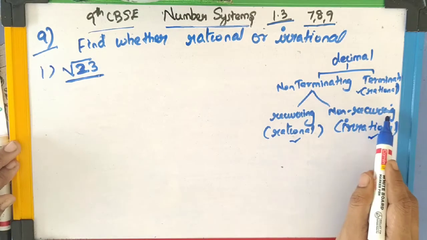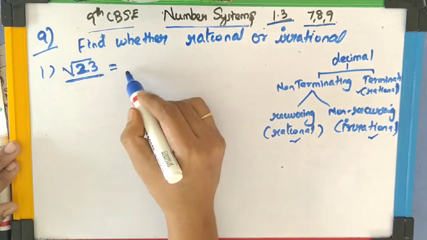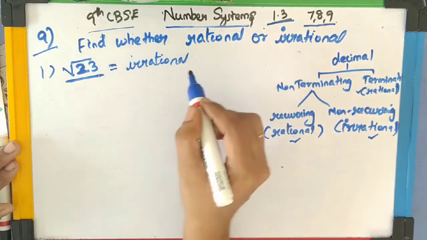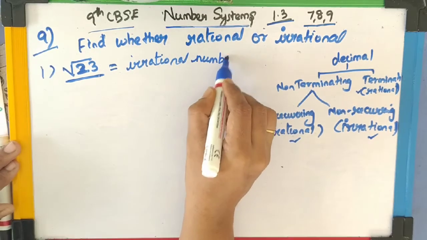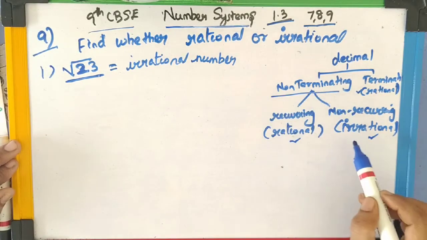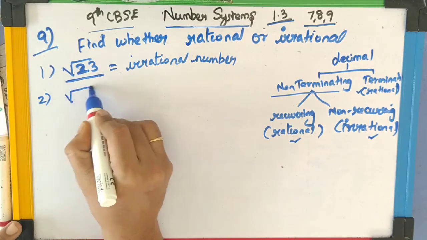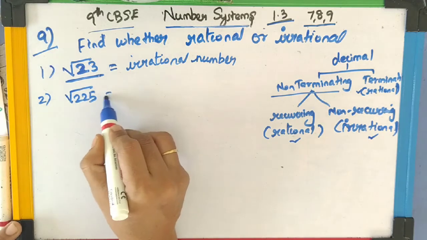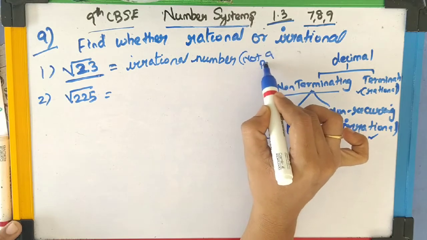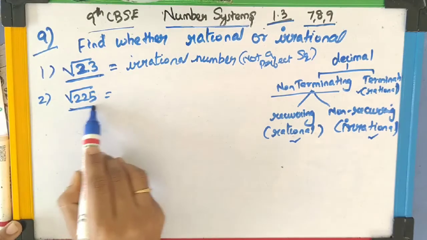Now, the first question is square root of 23. The square root of 23 is not a perfect square. See, 4 fours are 16, 5 fives are 25. So there is no perfect square for 23. So square root of 23 is an irrational number. If we find the square root, it will be non-terminating and non-recurring. So it is not a perfect square, so it is an irrational number. Do you agree with me?